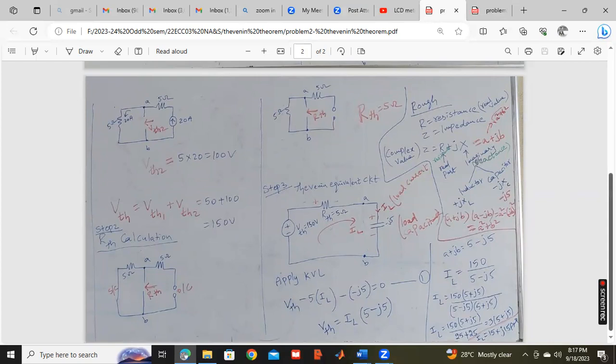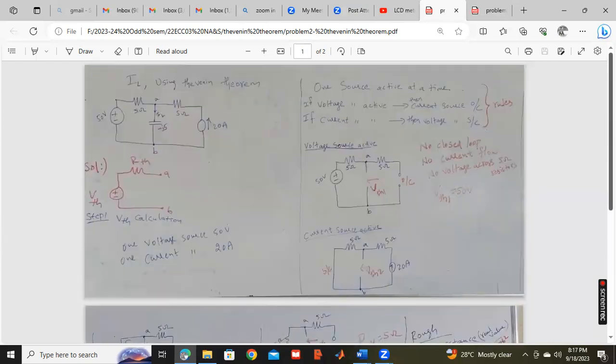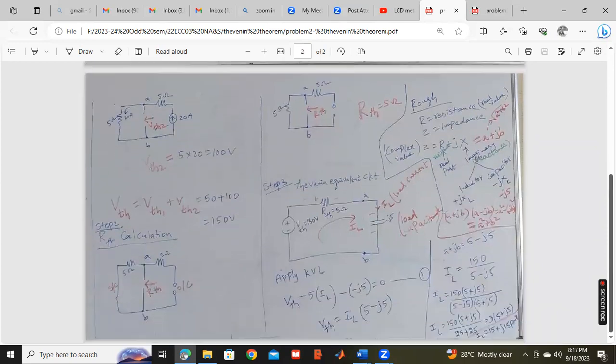Now R Thevenin calculation. We have to put all the sources inactive. Voltage source short circuit, current source open circuit. Then we have to calculate resistance across AB points. That is the rule. Now you can see this is the circuit. Current source inactive means open circuit. Voltage source inactive means short circuit. Across AB, we are calculating R Thevenin. So when we look here, only this 5 ohms is present. So 5 ohms is the R Thevenin value.